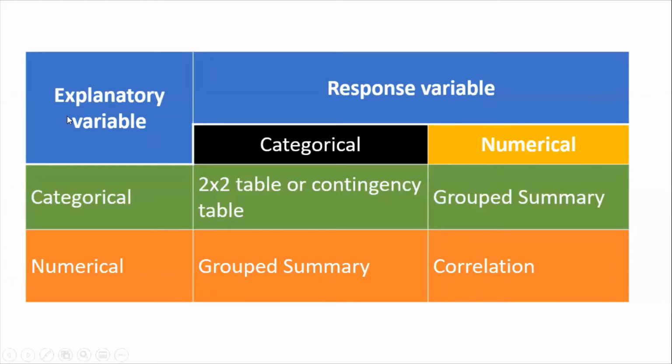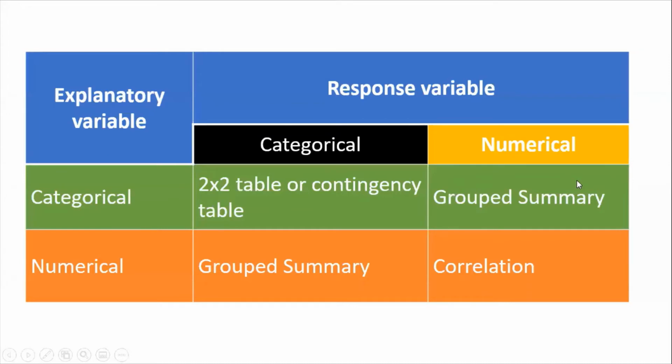If you have a categorical and a categorical variable, then you can do what is called a 2x2 table. When you have one categorical and another categorical variable and you want to see the relationship, you can do a 2x2 table or contingency table. And when you have a categorical variable and a numerical variable, you can do a group summary.